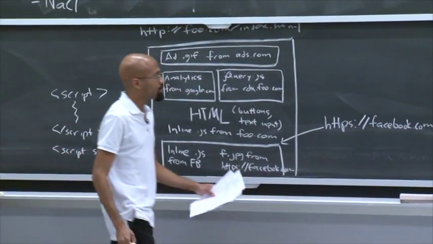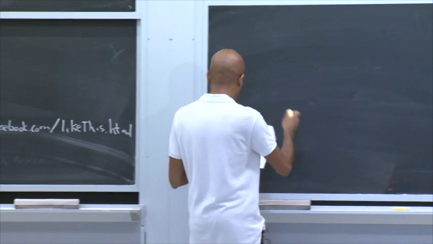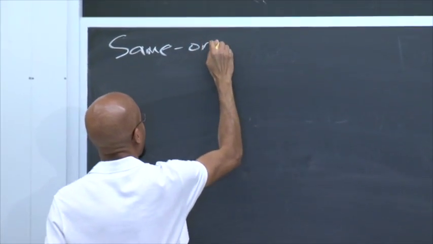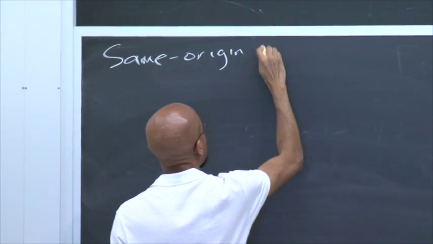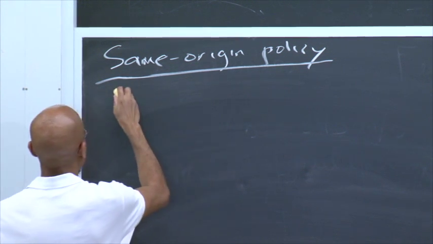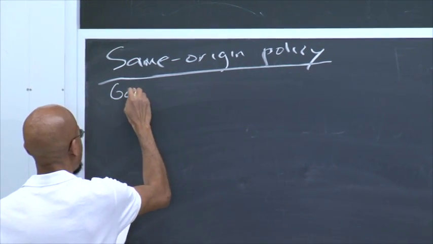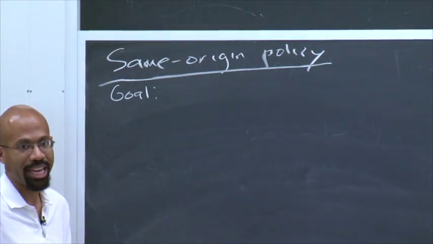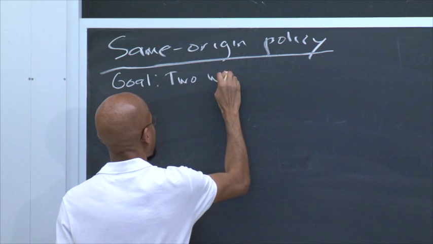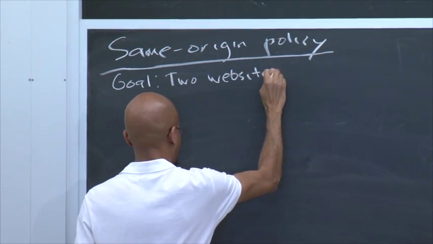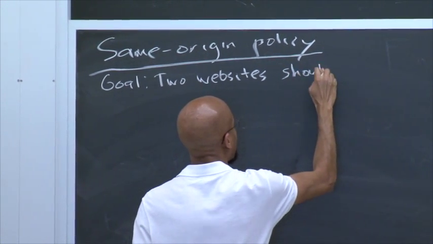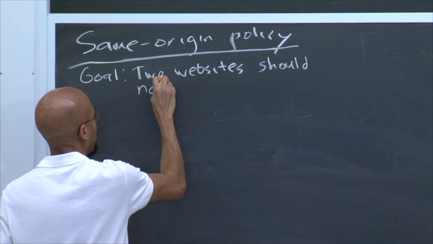So basically, to answer these questions, browsers use a security model called the same origin policy. And there's this vague goal, because a lot of things with respect to web security are kind of vague because nobody knows what they're doing. But the basic idea is two websites should not be able to tamper with each other unless they want to.